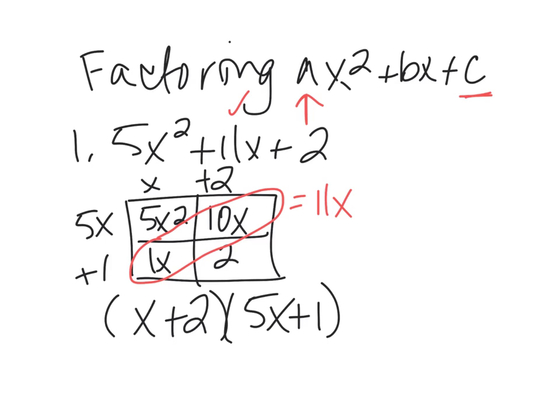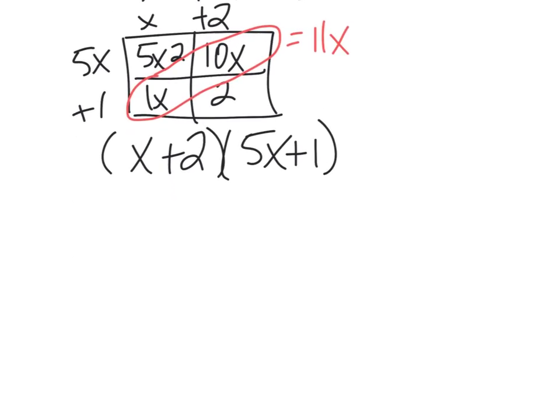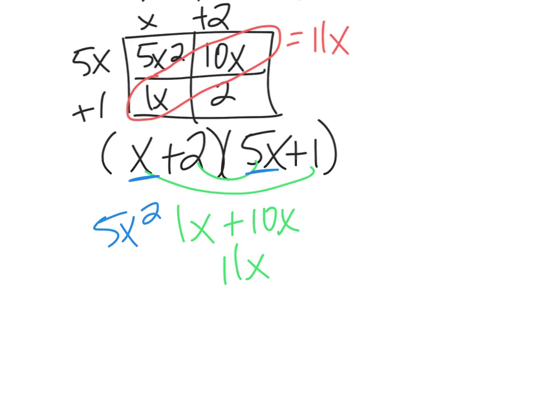Okay, so let me move this up. And of course, you should check. So to check it, I'm going to check my middle term. x times 1 is 1x, 2 times 5 is 10x, so that does give me 11x. And then x times 5x is 5x squared, and then 2 times 1 is 2.